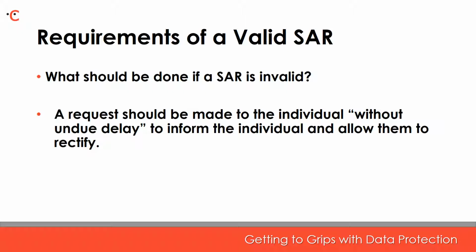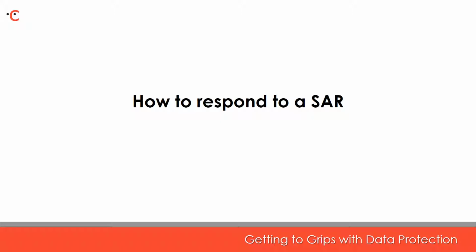So what should be done if a SAR is not valid? A response with a request for missing information or for a fee or proof of identity to the individual should be made without undue delay to inform the individual and allow them to rectify any defects.